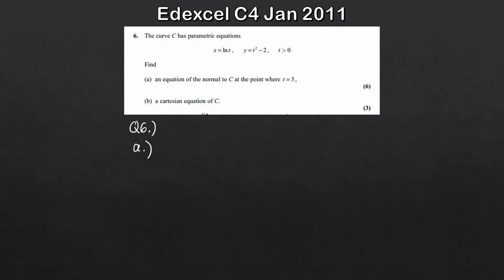So just like we've been doing previously, let's work out the gradient. And as you should be familiar with now, this is dy by dt times dt over dx. So if we work out each one individually, dy by dt, that's the derivative of this y parametric equation in terms of t. So that's just going to simply be 2t. And if we work out the derivative of x with respect to t, we get dx by dt. So in that case, the derivative of ln t is just simply 1 over t.